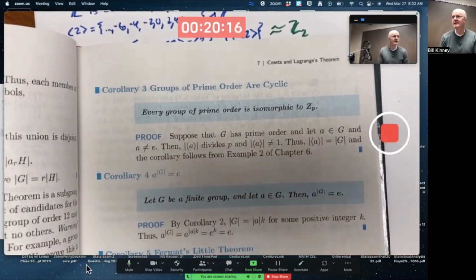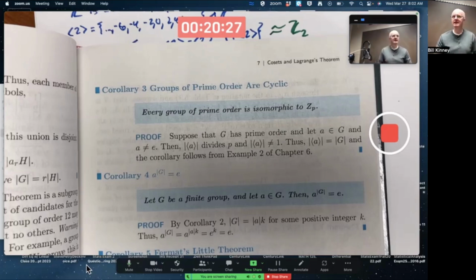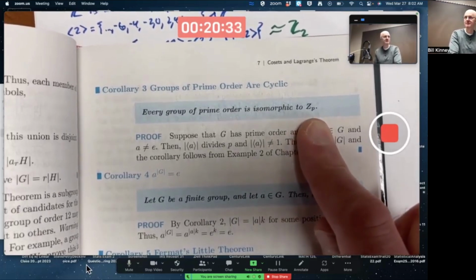So any group of order 2 is isomorphic to Z2. Any group of order 3 is isomorphic to Z3. 5 is isomorphic to Z5. 7 is isomorphic to Z7. Jump to 11 is isomorphic to Z11. Groups of prime order, up to isomorphism, there's only one. They have to be cyclic groups.